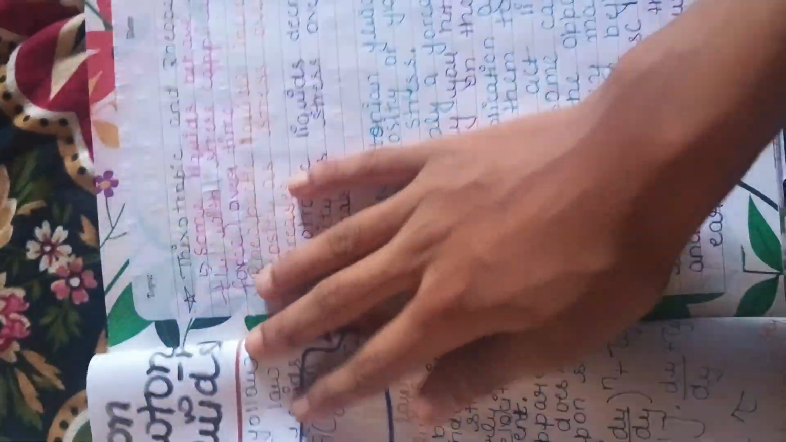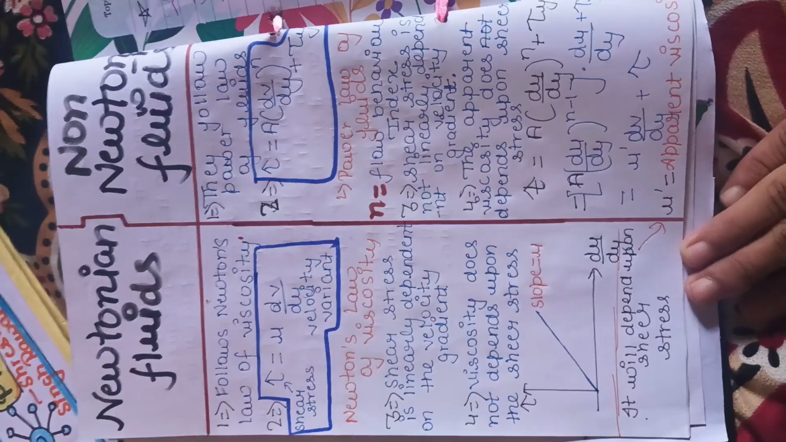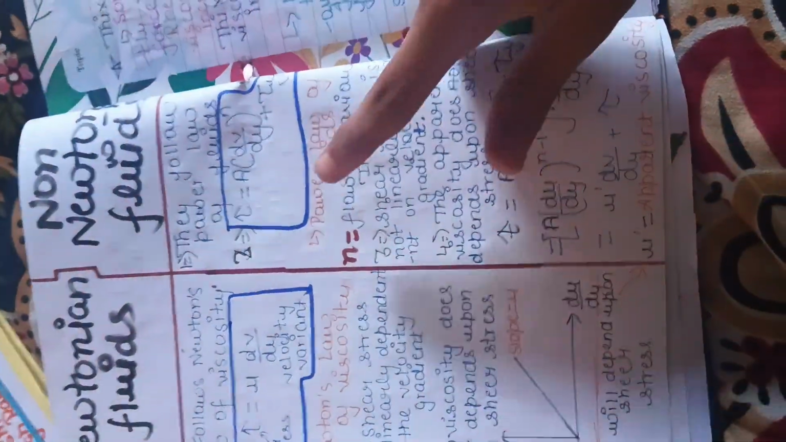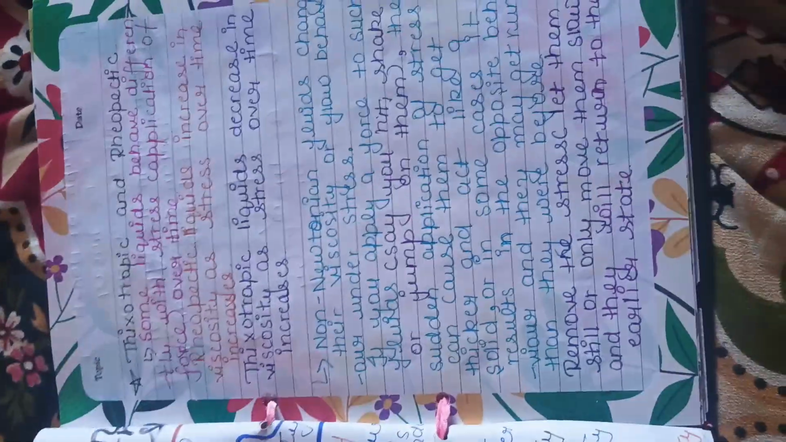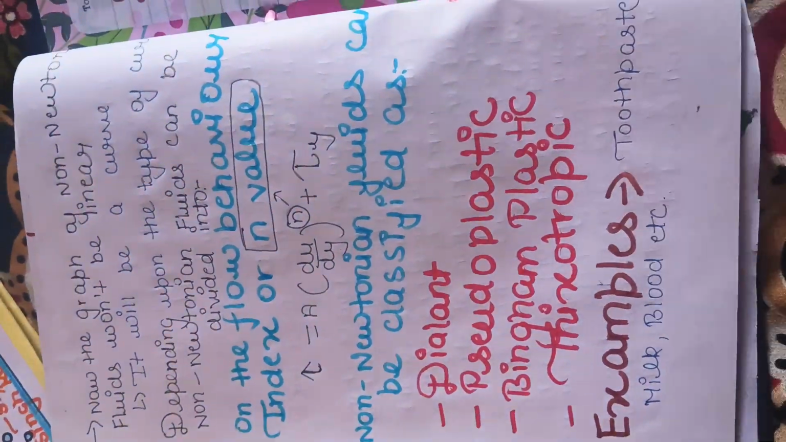These are some of the graphs and images that I've drawn. Then this is a theory part of non-Newtonian fluids and Newtonian fluids. So Newtonian fluids follow Newton's law of viscosity and non-Newtonian fluids follow the power law of fluids, that is over here. Then we have thixotropic and rheopectic fluids, which are also types of non-Newtonian fluids. These are some of the types or classifications of non-Newtonian fluids.